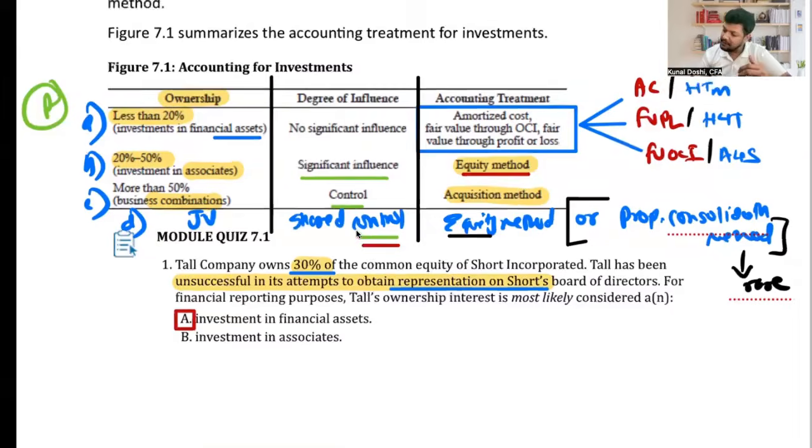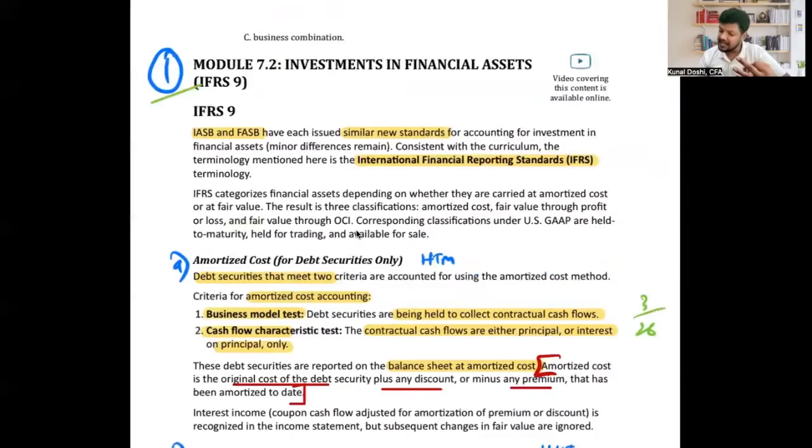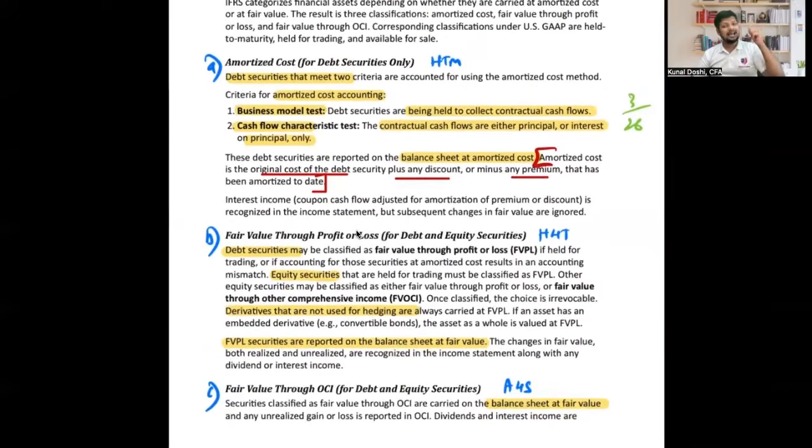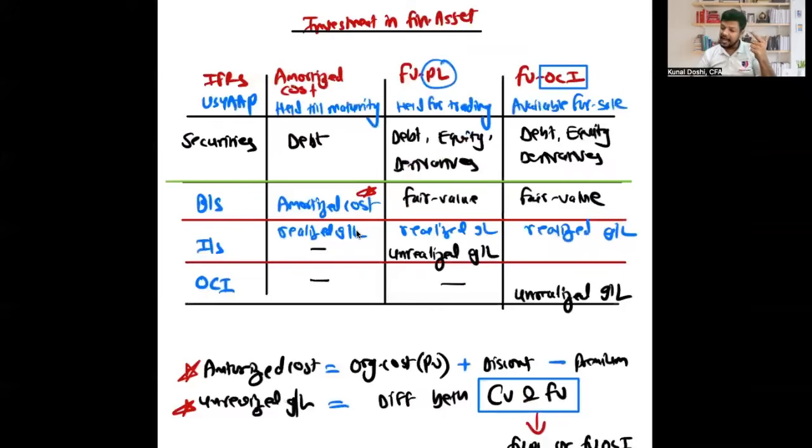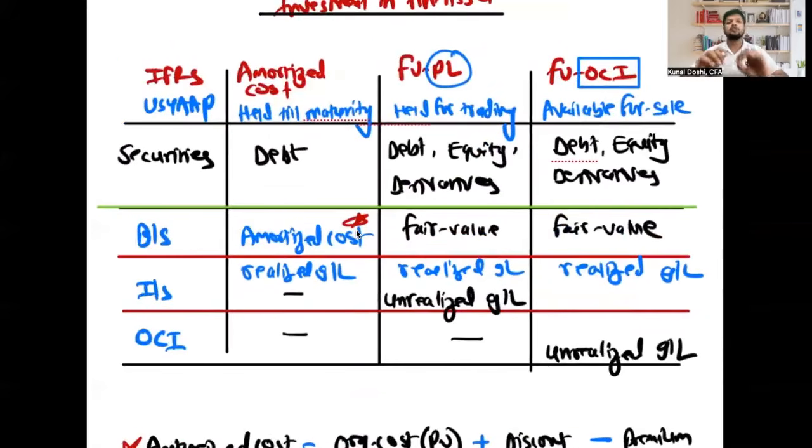Now, first we will see the 3 treatments related to amortized cost, FVPL, and FVOCI, which I've summarized here. So remember, in this case, that IFRS and US GAAP have different names, but the treatment is the same. So this is investment in financial assets. This is when your investment is less than 20%. Now, if you record it as amortized cost or held to maturity, whichever name you use, then this is generally for debt because it has a limited maturity. So on the balance sheet, we always keep the amortized cost, but for the other 2, we use fair value.